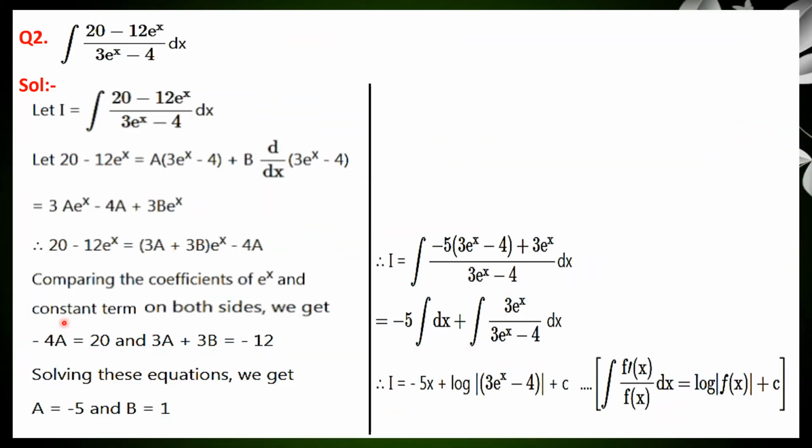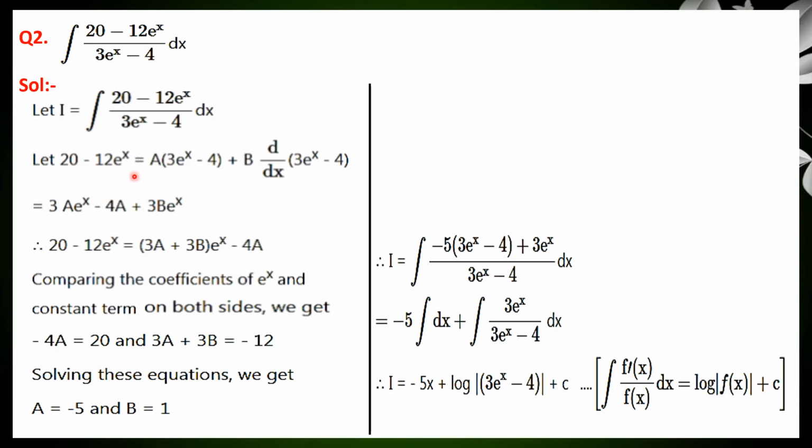Question number 2. Integral of (20 minus 12 e raised to x) upon (3 e raised to x minus 4). Here let I be the given integral, and in the numerator the terms are slightly interchanged. The first term with e raised to x is taken second. Now the method is the same as the previous sum.